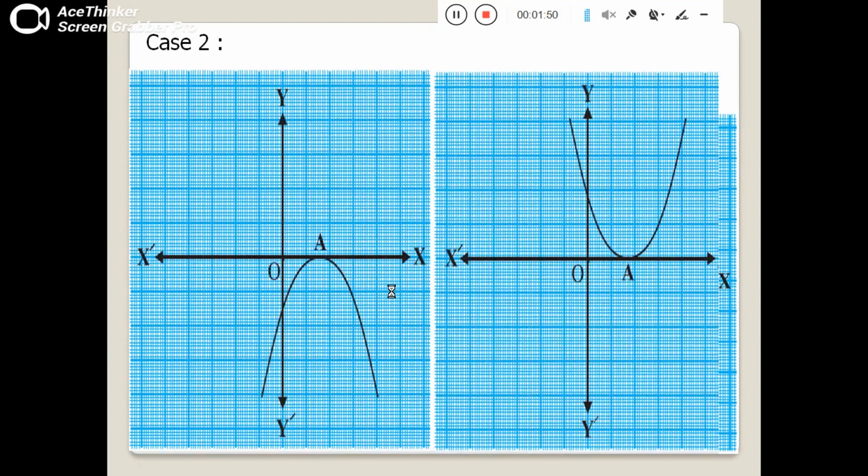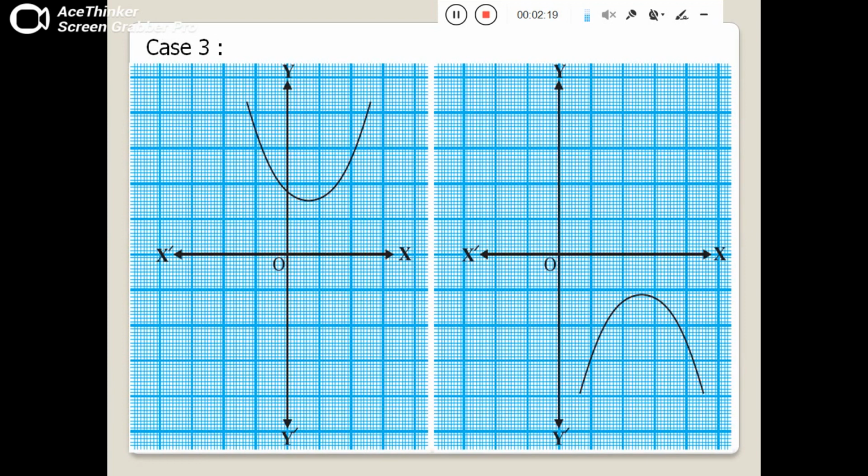Okay, case second. When you draw the graph of a quadratic polynomial, the parabola can open upward or downward. But the important thing is this graph intersects the x-axis at 1 point, and this graph is also intersecting at 1 point. So it means the graph of a quadratic polynomial can intersect the x-axis at 1 point also.